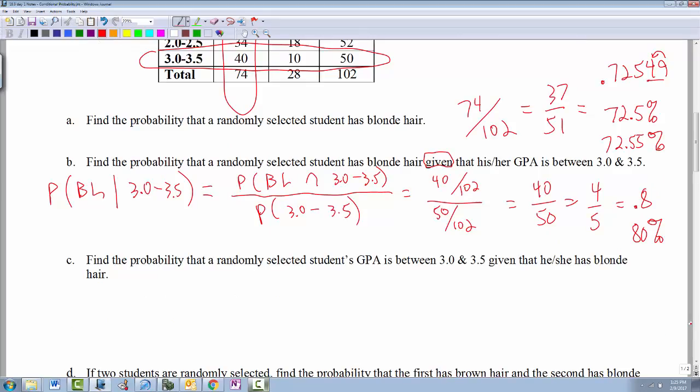Okay, next one. Find the probability that someone has a GPA of 3.0 given that he or she is blonde. This is the reverse of that last situation, right? And the only point to this, I guess, is will this be equal to the last one? And actually it won't. You'll see that. So what's the intersection again of 3.0 to 3.5 intersected with blonde? How many people are both those things?